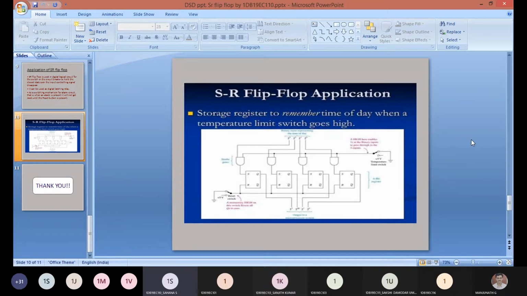This is one of the applications of SR flip-flop storage register. Time or day when a temperature limit switch goes high.